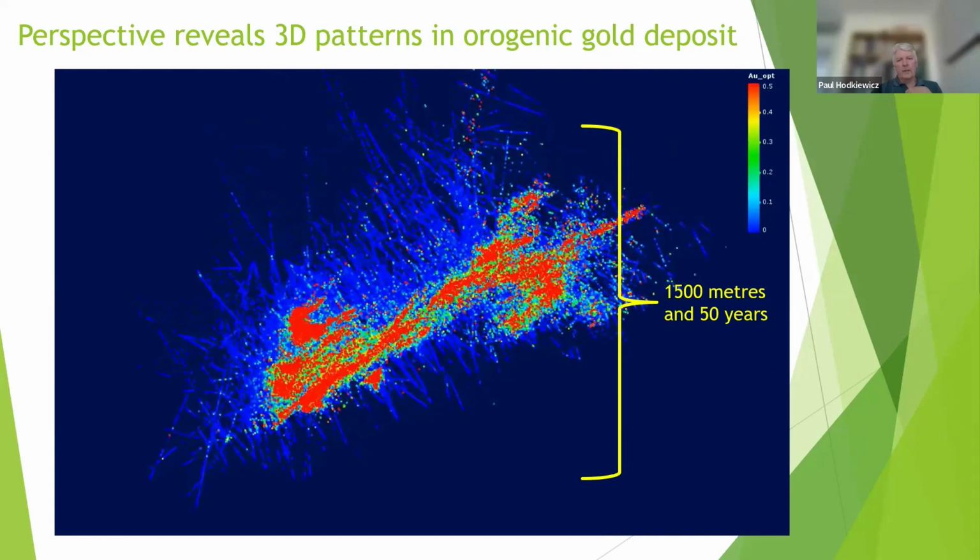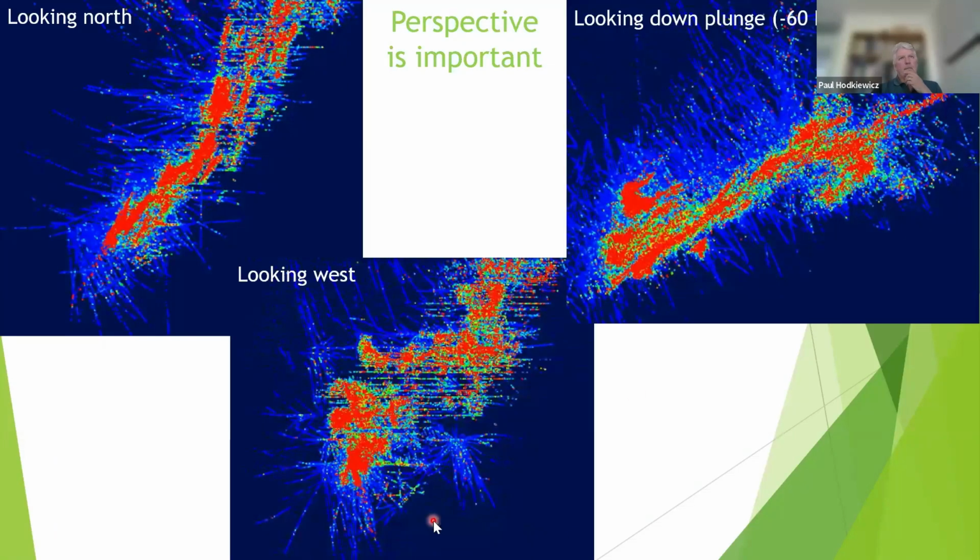So it's a really clear example of why perspective is so important. If you just look north at the same data set, you might see a bit of a shear zone, but if you look west, you won't see anything. If you look in plan, you won't really see much, but it's only when you look down plunge, in this case 60 degrees down towards the northwest, that you really see the resolution of several hundred thousand drill hole intervals into one relatively simple structural control that would be quite common in orogenic gold systems.